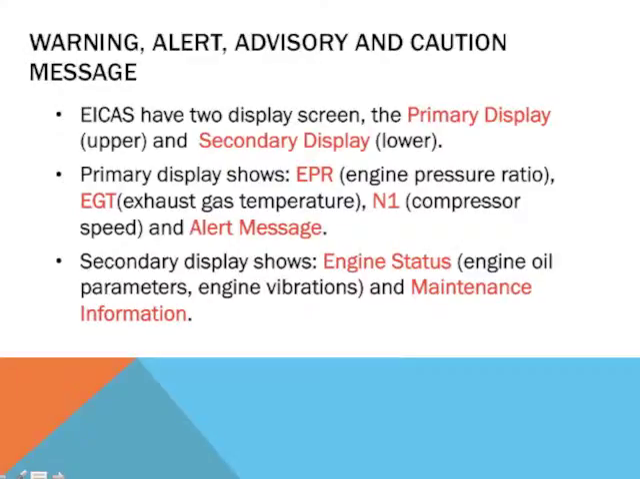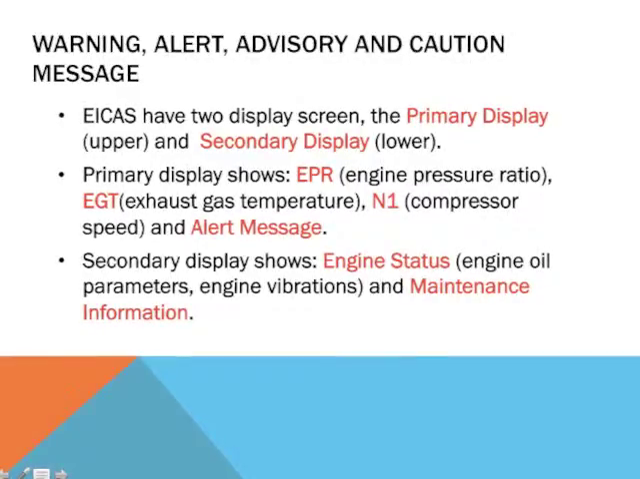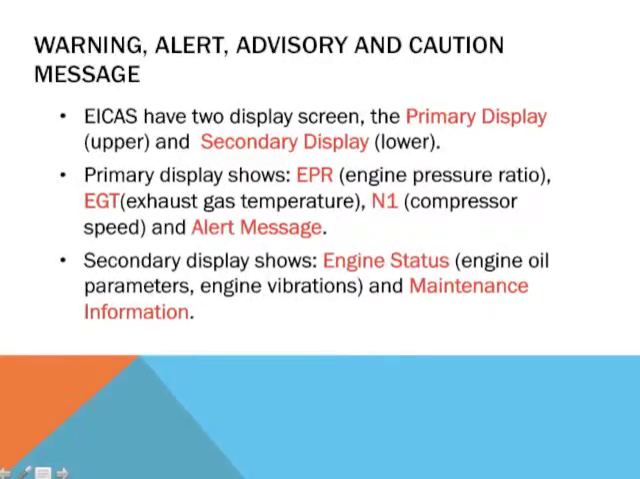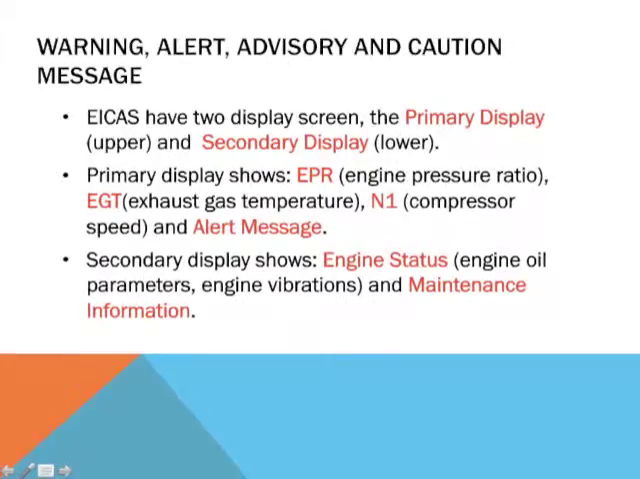And now I'm going to talk about the warning, alert, and advisory and caution message. In the primary display, it will show engine pressure ratio or EPR and exhaust gas temperature or EGT. The secondary display will display things such as engine status, parameters, and maintenance information.